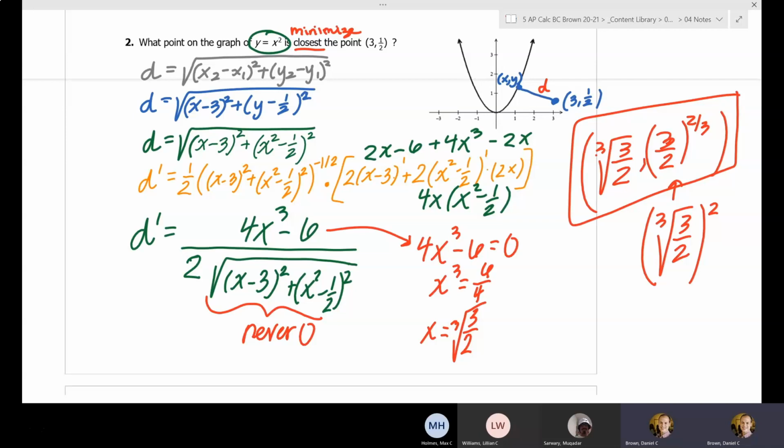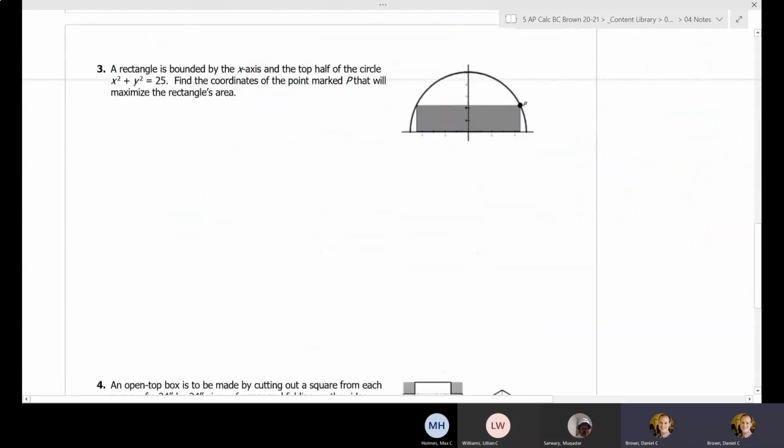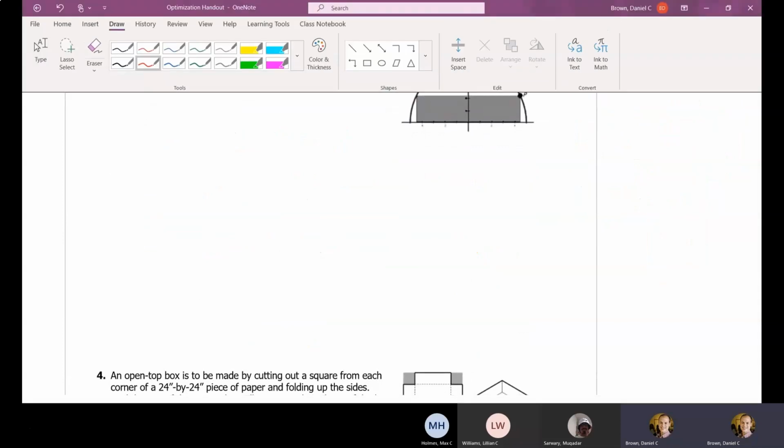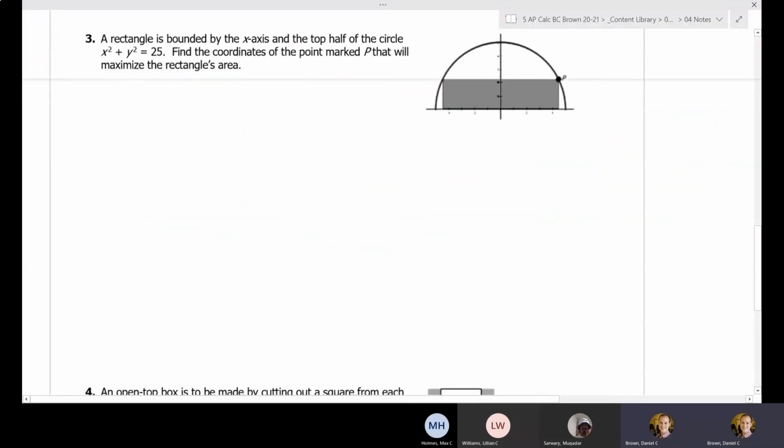Try that third one on your own. To get you started on it, we have a circle, x squared plus y squared is equal to 25, and you're looking at the top half of that circle. Inside that top half of the circle, inscribed is a rectangle that's being drawn out by that point P.